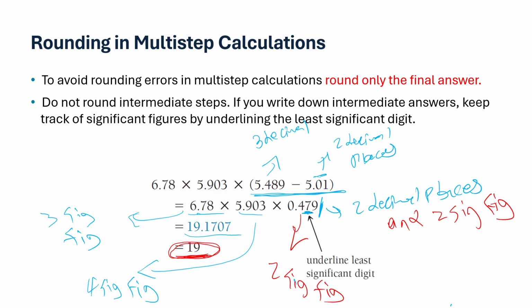So you use underline, you draw a line to make sure that you know how many sig fig you have on your answer when you have some middle calculation, like something that we had here. So you use the line to make sure that you know the correct number of sig fig, but you're not rounding it. You continue your calculation. At the end, you round the final answer.